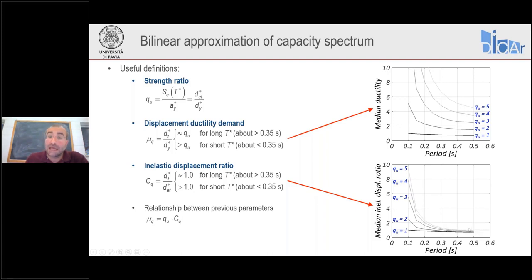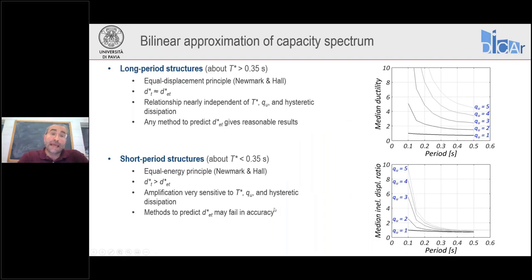The problem is for short period structures, for periods usually shorter than 0.35 seconds, because here the ductility demand becomes quite greater than the strength ratio, or equivalently, C sub Q is quite greater than 1. Actually, for periods T star going towards 0, these values tend to infinity. And this is not new. We know this since studies on nonlinear dynamics in the 60s from Newmark and Hall studies.